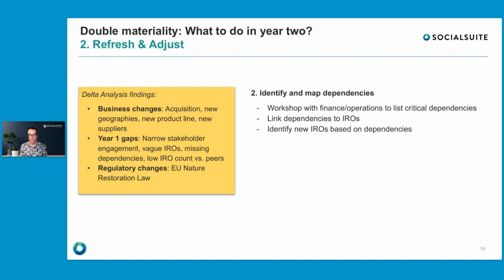Now, of course, all these things that we're talking about here is for a fictional company. It might be very different for you. You might have done your dependencies. In that case, you're going to look at, are there any new critical dependencies in relation to that new acquisition? So get the key people in your business together and start listing out those critical dependencies. Link them to your existing IROs, and then think about identifying new IROs based on those dependencies that you have identified.